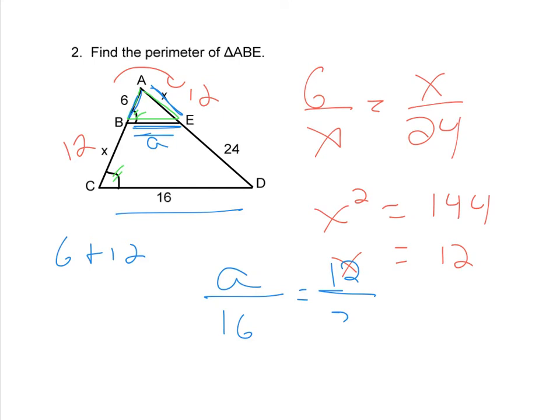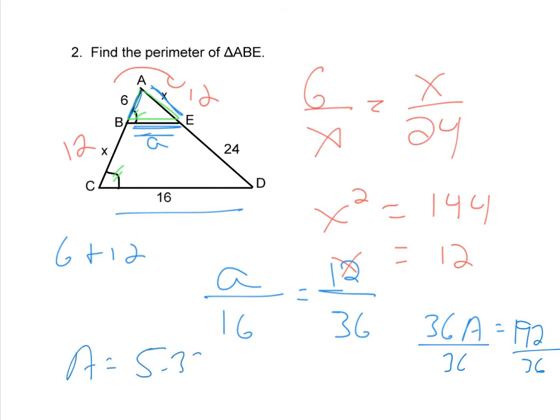It is 36. So now we know that 36 times A is equal to 12 times 16, which is 192. We're then going to divide both sides by 36. And 192 divided by 36, A is equal to 5.3333 on the calculator, which of course we know is 5 1/3. Okay, so A is 5 1/3, which means my perimeter now is going to be 6 plus 12 is 18, plus 5 1/3 is 23 1/3.